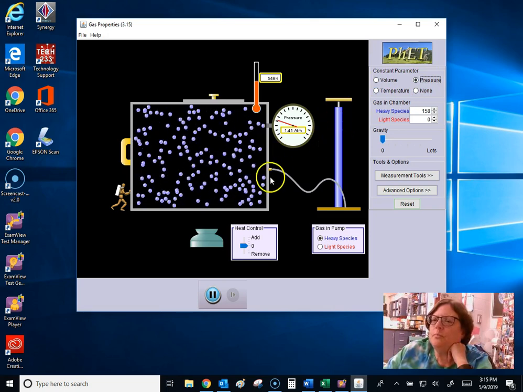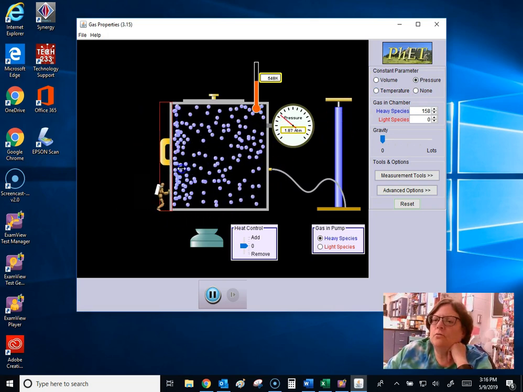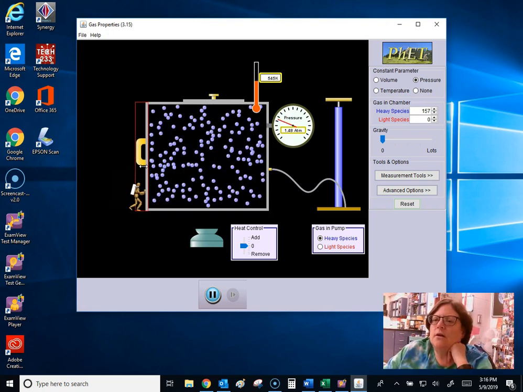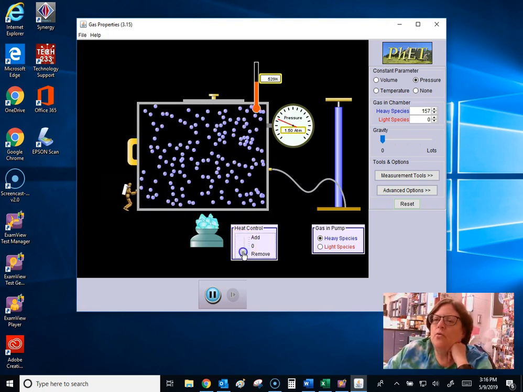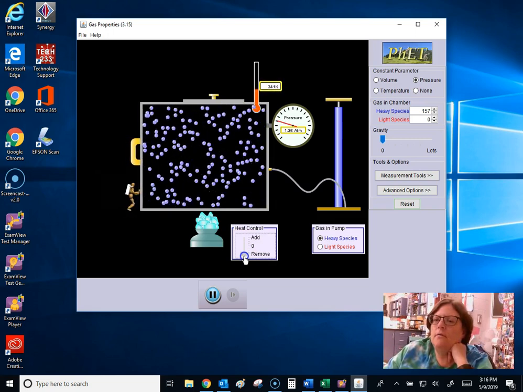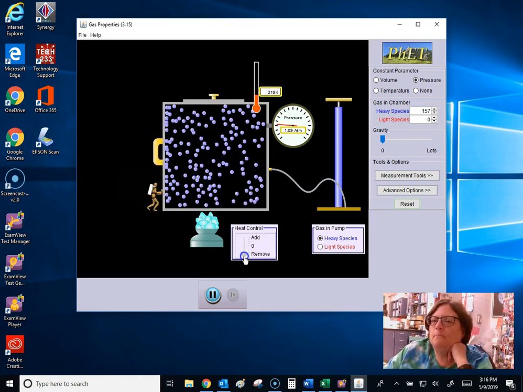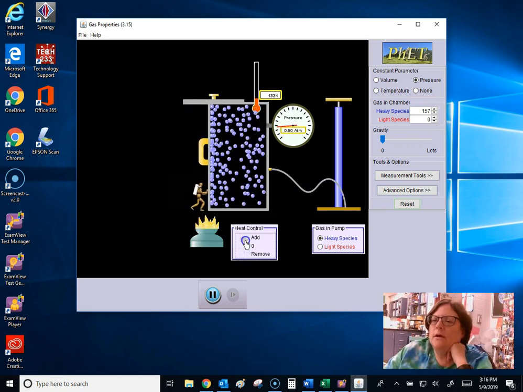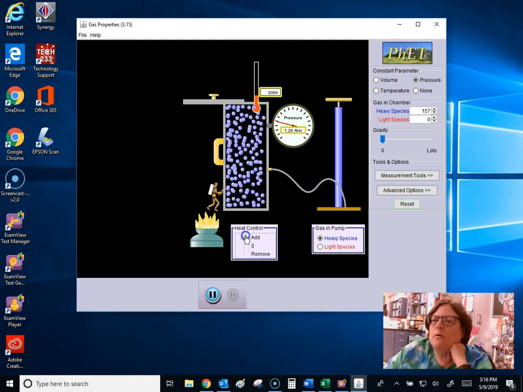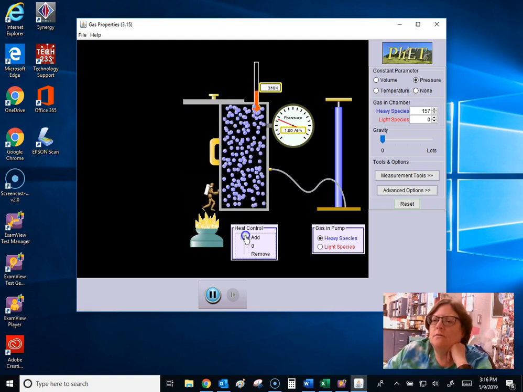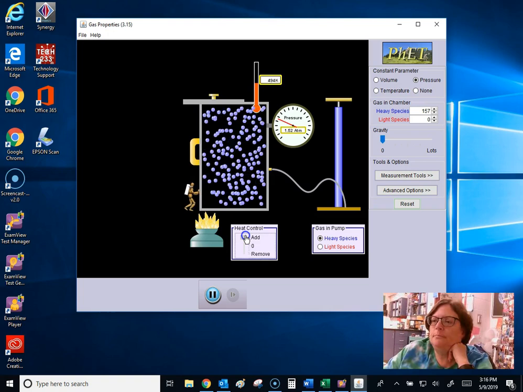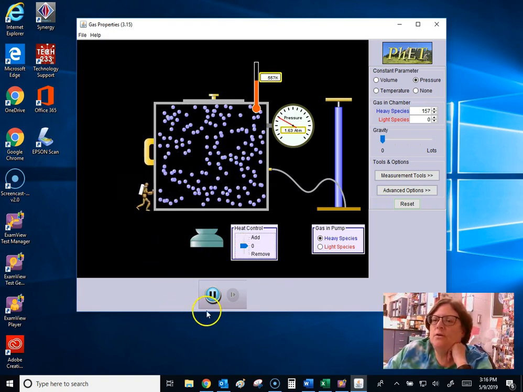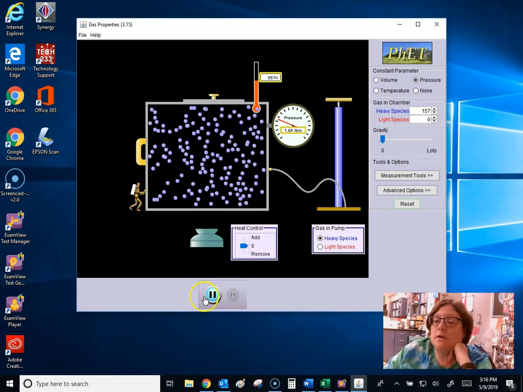Charles' law is volume and temperature, meaning pressure is going to stay constant. So if I cool this off, notice what happens to the volume. As the temperature goes down, the volume gets smaller. If I heat it up, notice what happens. The volume gets bigger. If you can get this loaded on your computer and play with it yourself, it's a lot of fun.